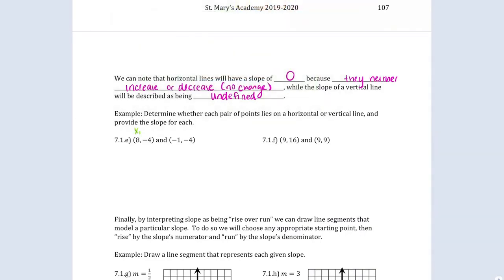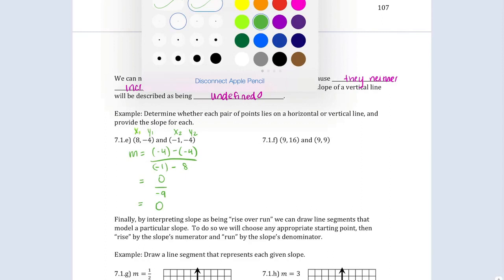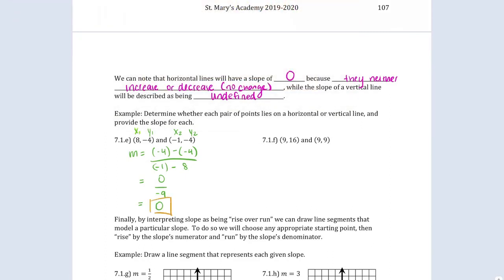We label our points. We have x1, y1, x2, y2, and we calculate our slope. So we have our y2 minus our y1, and we have our x2 minus our x1. I don't need that bracket for a positive value. And -4 minus -4 is the same as -4 plus 4, which gives me 0. And we have 0 over -9. 0 over any number is just going to be 0. And just as the note said at the top, when we have a slope equal to 0, that gives us a horizontal line.